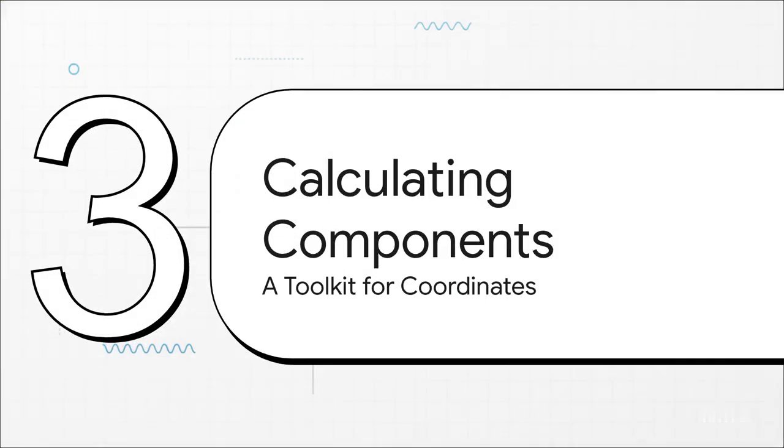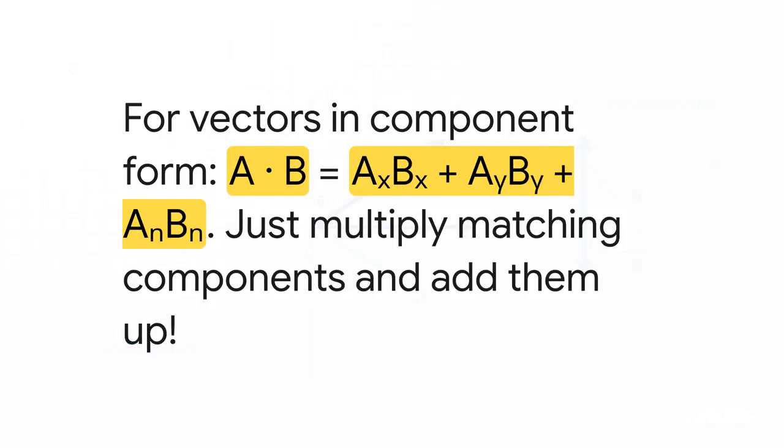So that formula is great and all, but what if we don't know the angle between the vectors? What if we're just given their coordinates, in their i, j, k component form? Well, it turns out there's a really easy way to handle that. When you have vectors in component form, the dot product is a piece of cake. You just multiply the matching components together, x with x, y with y, z with z, and then you add those three numbers up. That's it. No angles, no cosines, it's that straightforward.